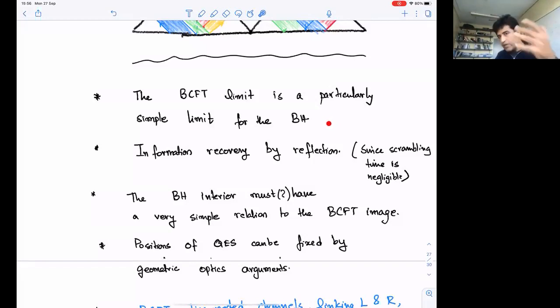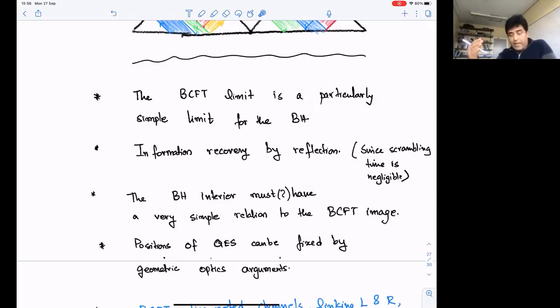There is clearly a one-to-one correspondence between BCFT description and BCFT channels and these islands and the quantum extremal surfaces in this high temperature limit for the black hole. In this limit, the black hole becomes trivial because information recovery occurs by reflection, because the scrambling time is negligible. So one is basically saying that the timescales on which we are focusing attention are much larger compared to the thermalization timescales.